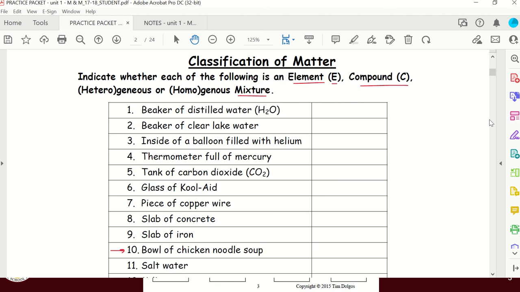And then, is the chicken soup the same throughout? No, because you could get really lucky and get a lot of chicken and yummy vegetables, or you could get unlucky and get just a bunch of broth. So you want to make sure you recognize this as heterogeneous. So I'm going to write heterogeneous, or hetero for short, mixture. Right, and so you go through these.